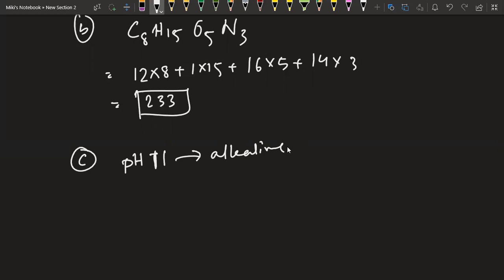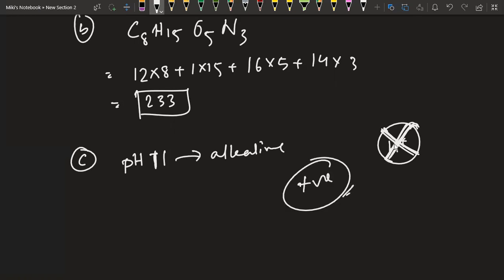Alkaline solution means what? It will have a surplus of OH minus, and H plus will be gone. Try to think of it in this way: carboxylic acid will be less in proportion. That means the overall charge will be what? Overall charge will be positive, isn't it? Think of it in this way.